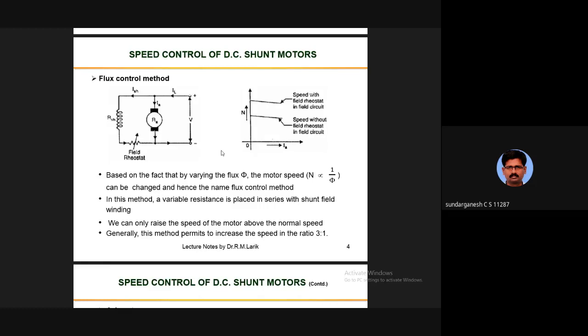So the speed increases. Another point: when you decrease the field rheostat, the current flowing through it will increase, the flux also increases, and the speed will decrease. So you can increase the speed, you can decrease the speed. You can make the speed a minimum value, and you can make the speed above the rated value. If the speed is 1500, by this method you can increase the speed up to 1800 also. So that is the advantage in the flux control method.